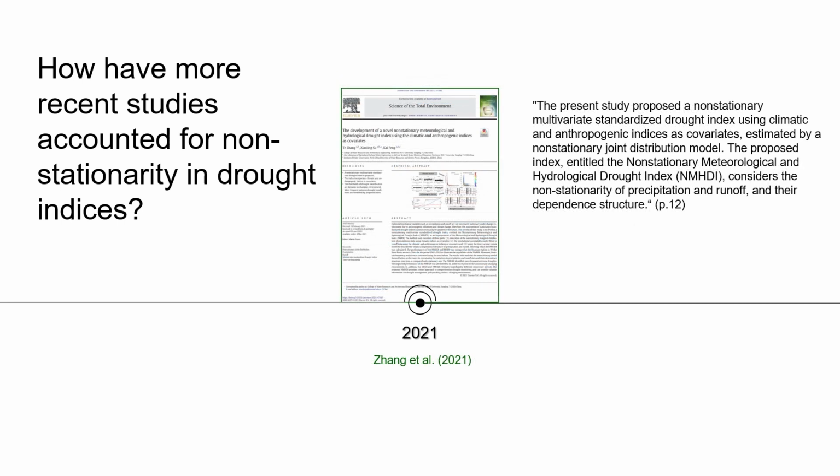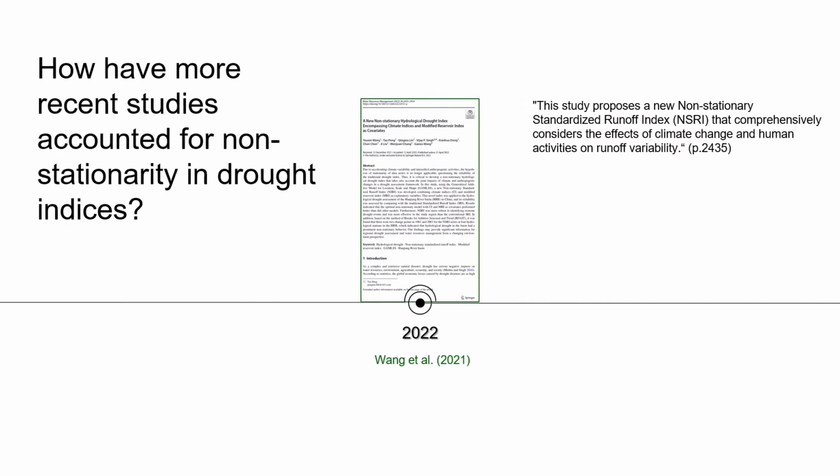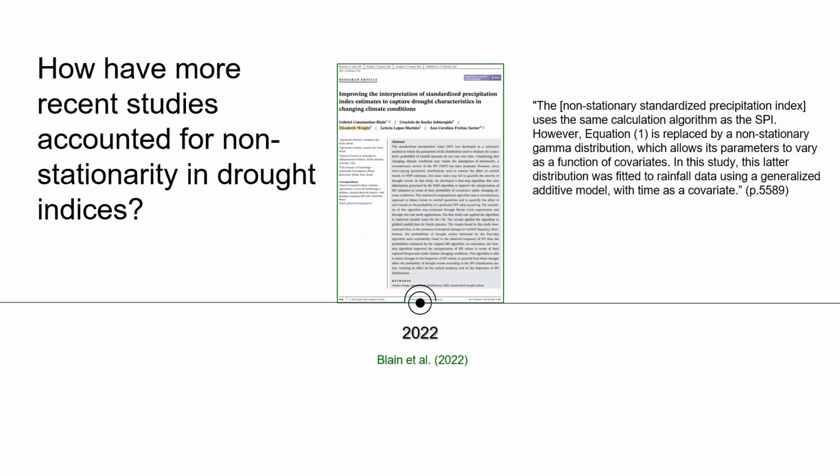Zhang et al. 2021 proposed a non-stationary meteorological and hydrological drought index. Wang et al. 2022 proposes a new non-stationary standardized runoff index. And the final paper that mentions how they accounted for non-stationarity is Blaine et al. 2022, who introduced a non-stationary gamma distribution into the SPI calculation.